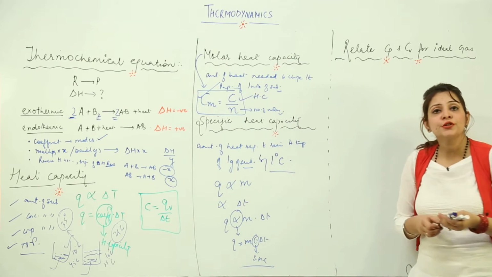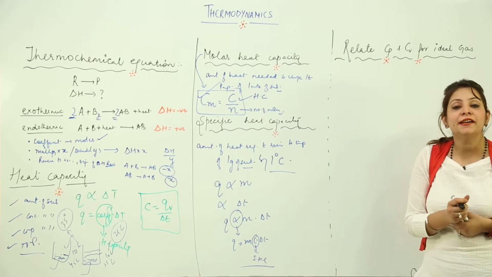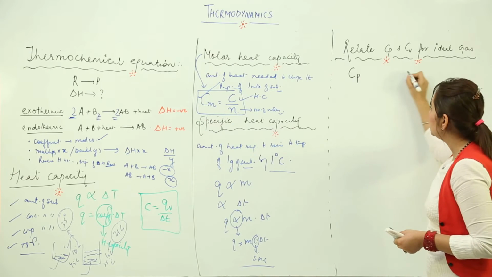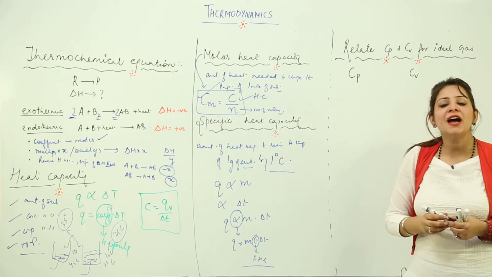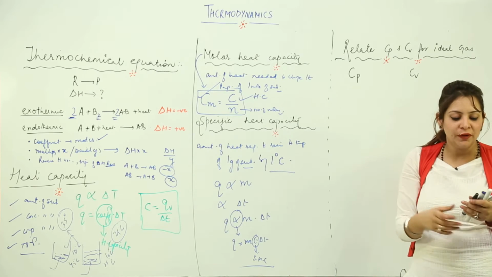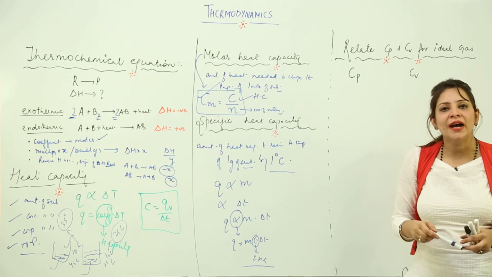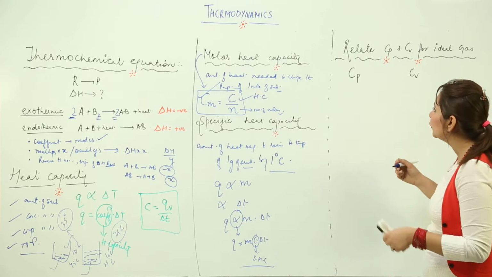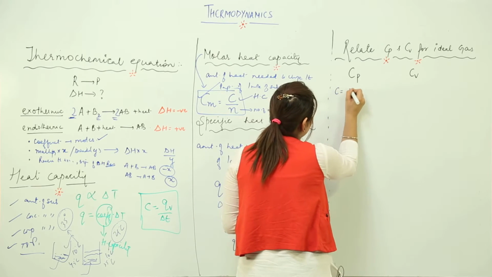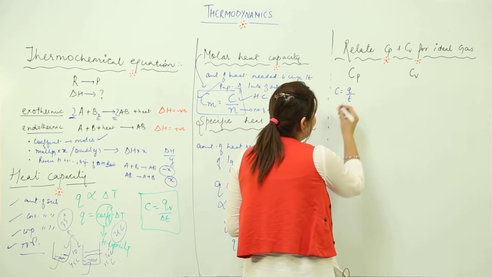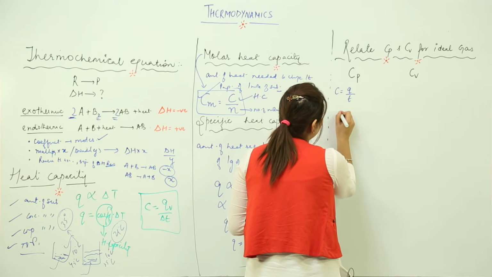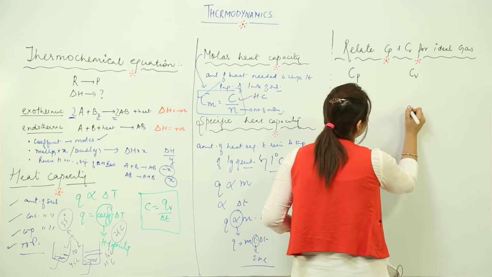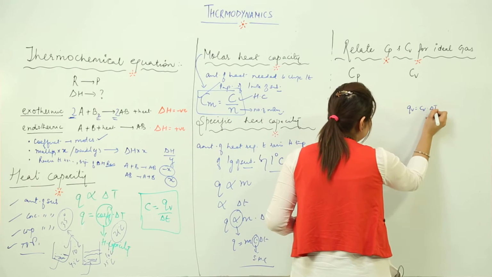Now you will be curious to know, you may even be surprised, that there are two kinds of heat capacities: heat capacity at constant pressure and heat capacity at constant volume. Because we have many processes occurring at constant volume and many occurring at constant pressure. As we know that C is equal to Q upon T, I can write Qp is equal to Cp into delta T, and in the same way Qv is equal to Cv into delta T.